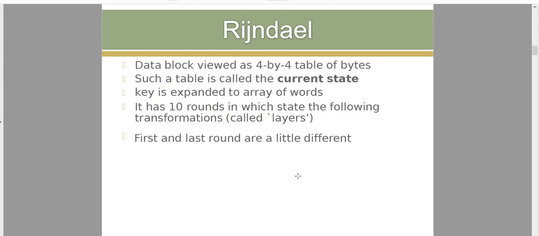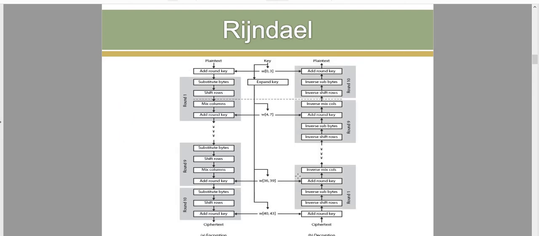In this, the data block is viewed as a 4x4 table of bytes, which is to be considered as a 4 into 4 matrix. Such a table is called the current state. The key is expanded to an array of words. It has 10 rounds in which the state undergoes transformations. The first and last round are a little different. So we will go to the next page.